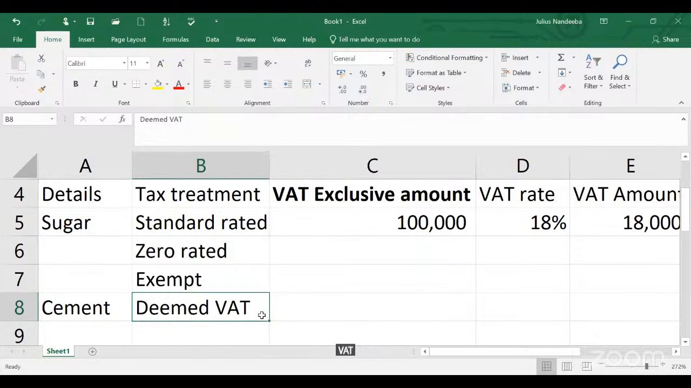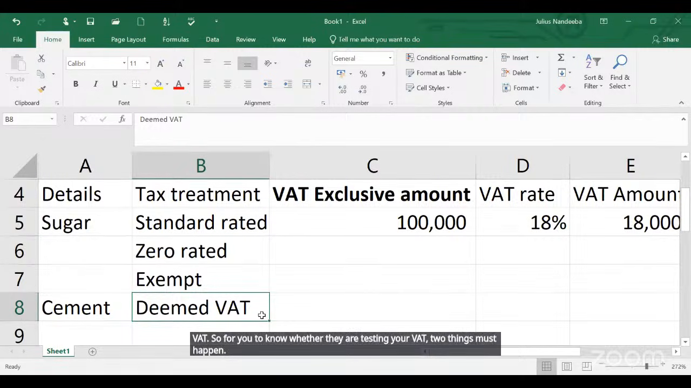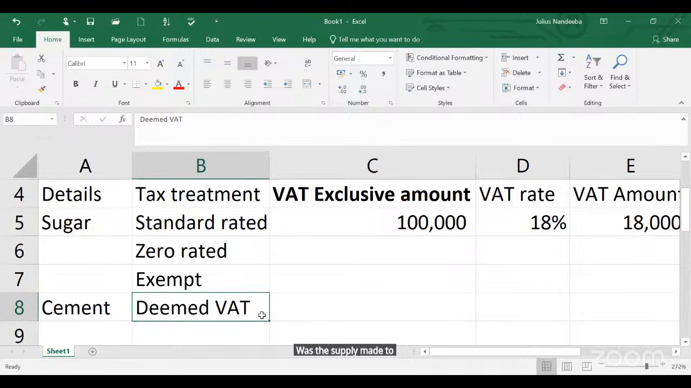So for you to know whether they are testing you on deemed VAT, two things must be checked. Was the supply made to a licensee? Was the supply meant for an aid-funded project? If the answer is yes, even that item that was standard rated changes character. Instead of calling it standard rated, you now call it deemed VAT.